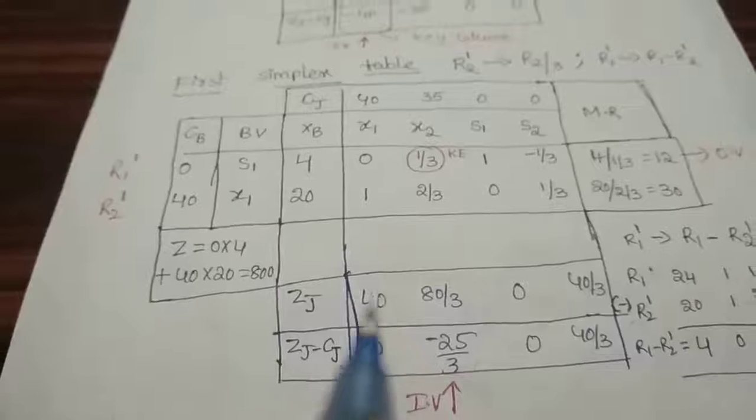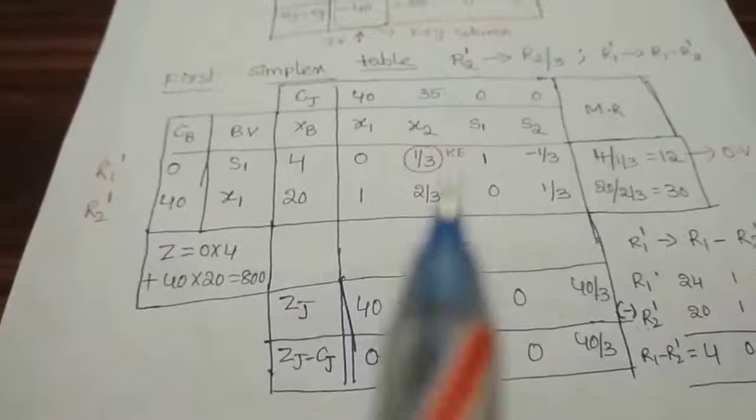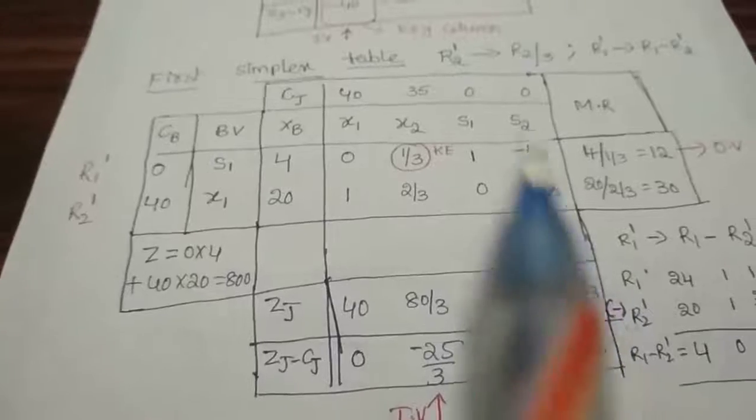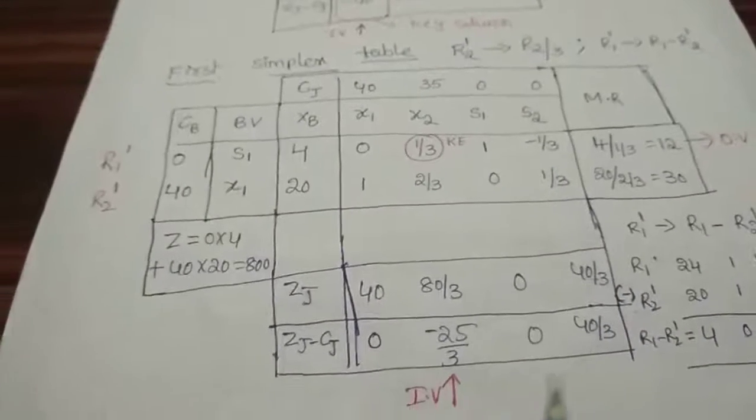Next coming to zj minus cj. Zj minus cj is 40 minus 40, that equal to 0. 80 divided by 3 minus 35, that equal to minus 25 by 3. 0 minus 0, that equal to 0. 40 by 3 minus 0, that equal to 40 by 3. Now here also we consider the negative value.